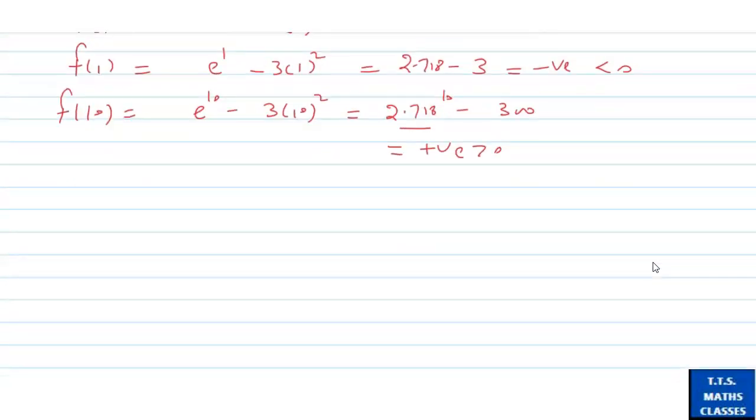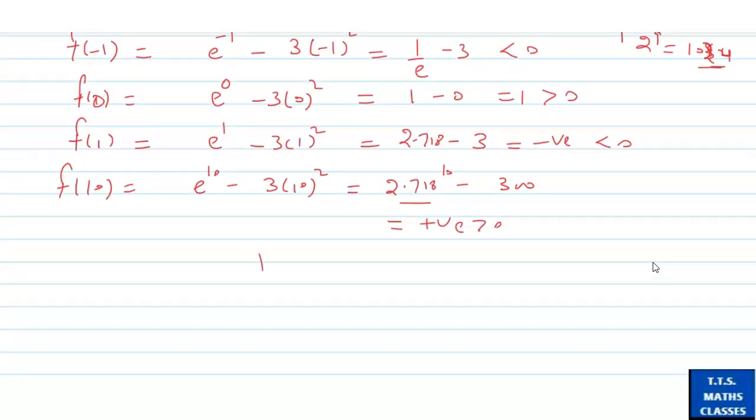Now if we observe these values, here we put -1, 0, 1 and 10. If we use the value -1, then the value will be negative. When we put 0, the value will be positive. When we put 1, the value will be negative. And when we put 10, the value will be positive.